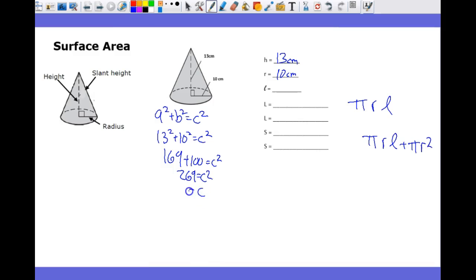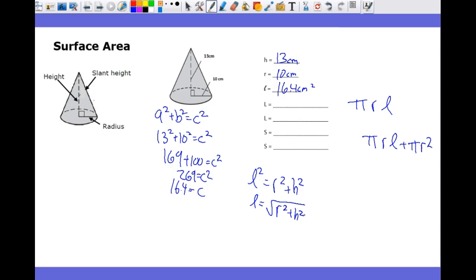16.4. C is equal to 16.4. So if we want to, we could write an equation for slant height of a cone. It would be slant height squared is equal to radius squared plus height squared. Or slant height is equal to the square root of radius squared plus height squared. You can use either one if you want. This will find slant height.